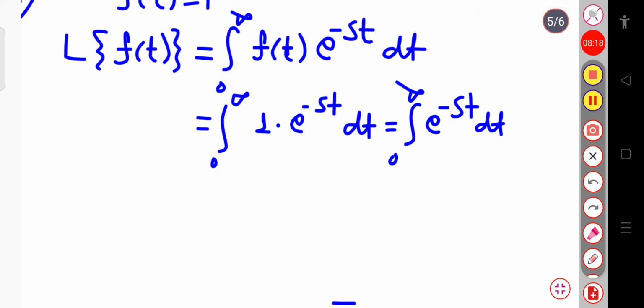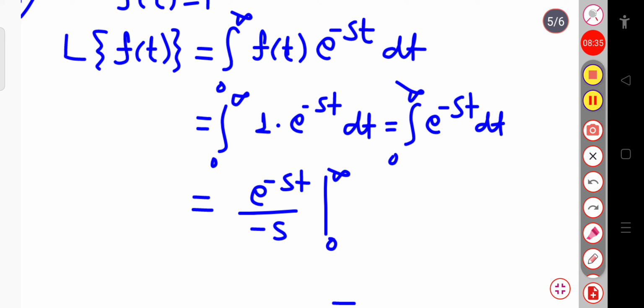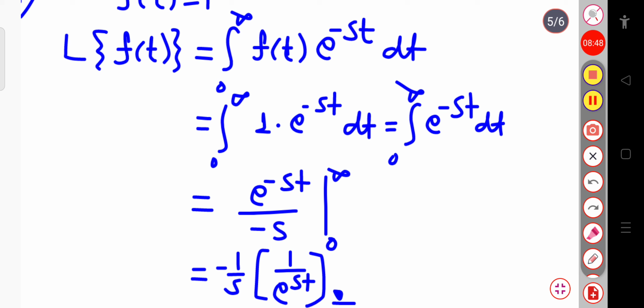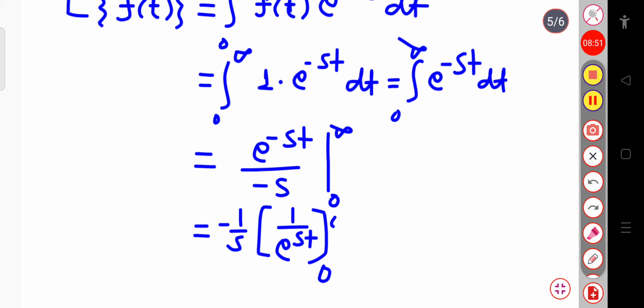Now if I integrate exponential minus st with respect to dt, this will be exponential minus st divided by the coefficient of t, that is minus s, over the limit 0 to infinity. Taking minus 1 by s common, this is minus 1 by s into 1 by exponential st over 0 to infinity. Now we put the limits: upper limit minus lower limit.